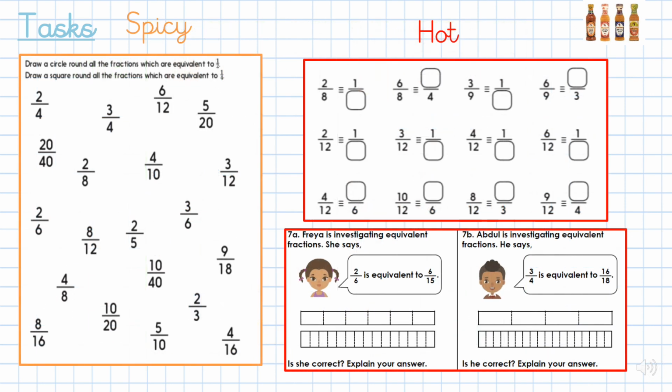Here are the spicy and hot tasks for today. Have fun learning!